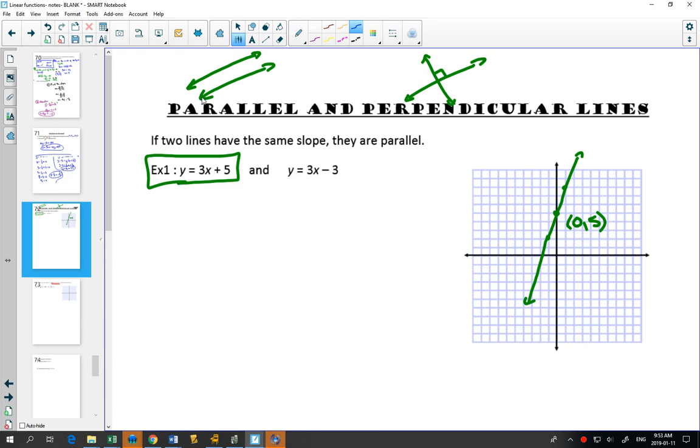And if I graph the other one in blue, it has a y-intercept of negative 3, but it also has a slope of 3. And when we draw both of those lines, we can see that they're parallel. So an easy way to tell if two lines are parallel is to look at their slopes. And if their slopes are the same, you'll know the lines are parallel.